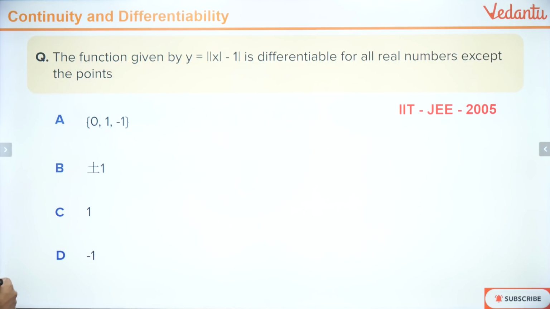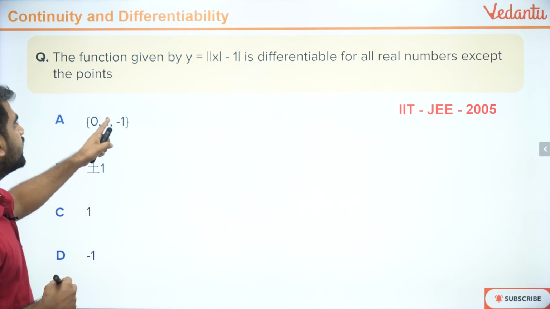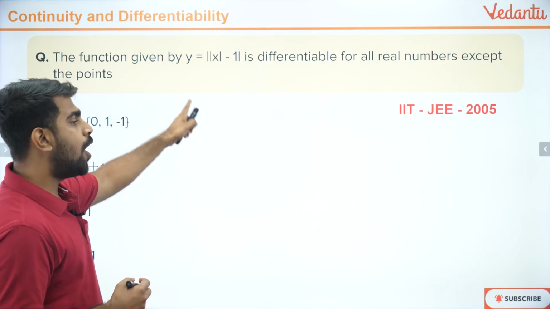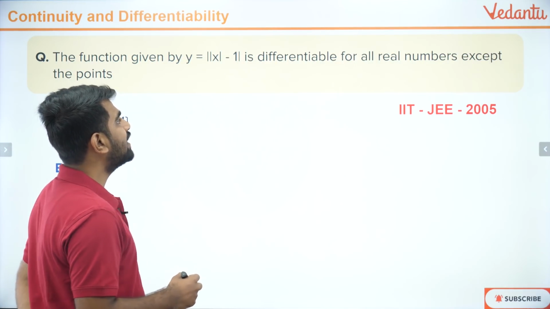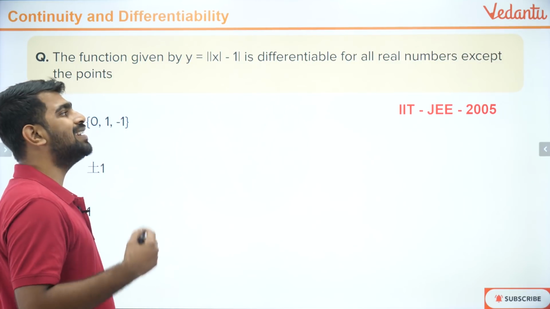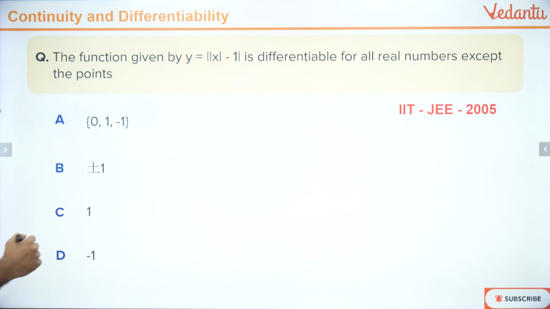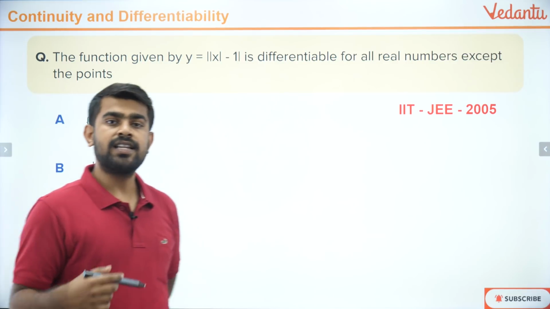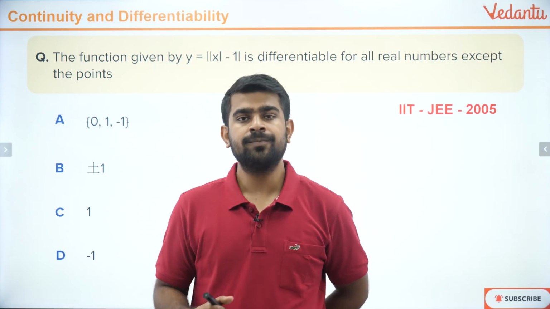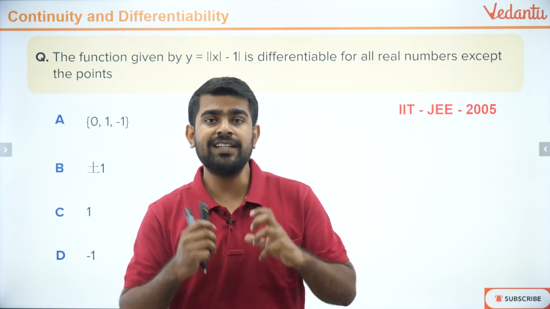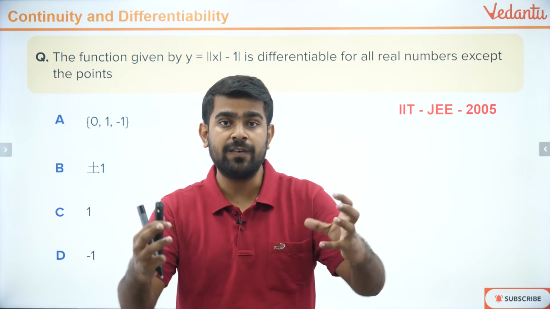What do we have here? We have a function y is equal to mod x minus 1, and they're asking that it is differentiable for all real numbers except which one. So I first have to understand what differentiability is. That is the topic, right? How do I interpret it in terms of graphs? That is what I want to convey through this question.